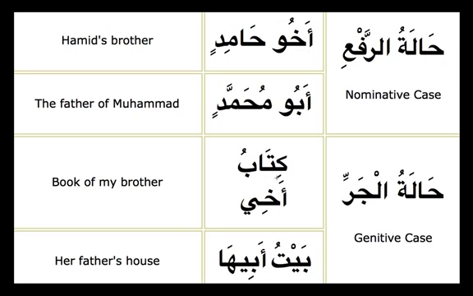And when it is majroor, we say kitabu akhi. Kitabu is mudaf, akhi is mudaf ilayhi, and the ya mutakallim is the final mudaf ilayhi. This is the book of my brother. Baitu abiha, you see the ya here. Her father's house.